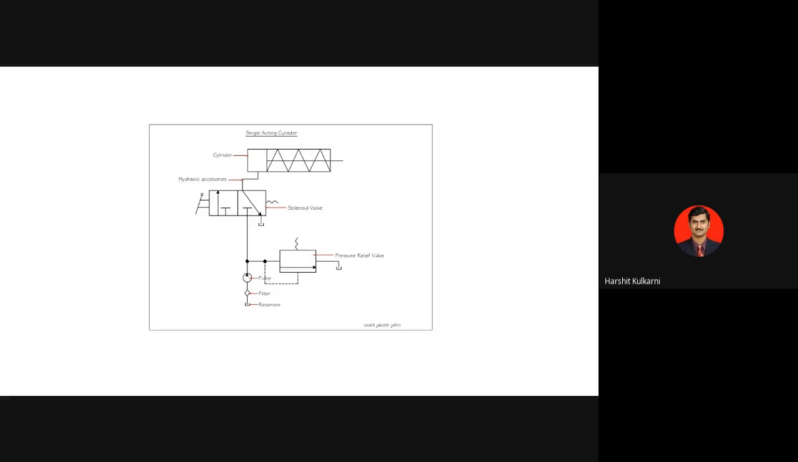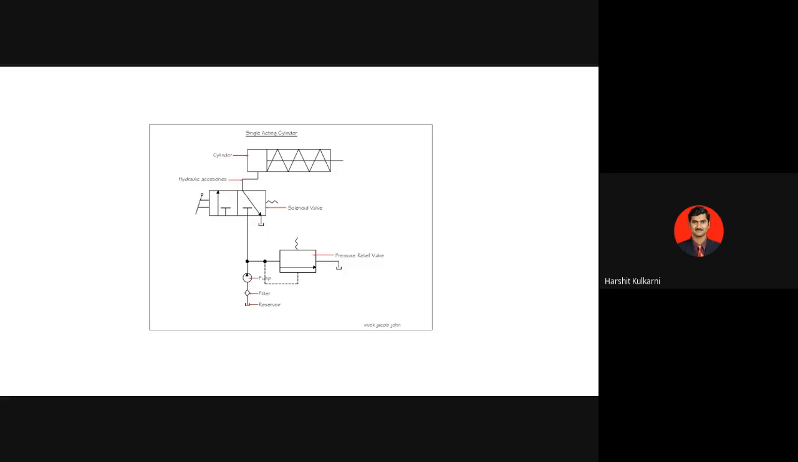Guys, can you hear me? Yes, sir. Can you see the DCV of the single acting cylinder? Yes, sir. In normal position, which port is getting connected to which port? P is getting connected to A, and T is closed. P is getting connected to A in normal position, correct?